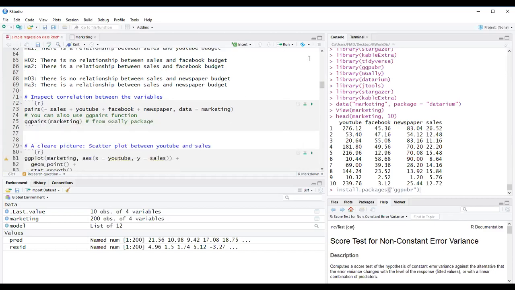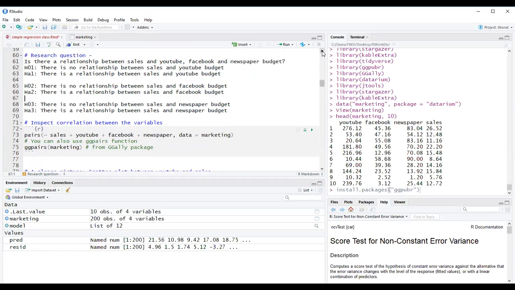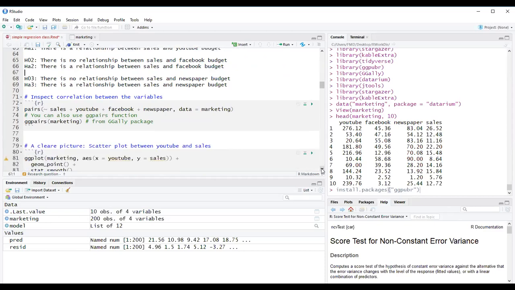We're going to start with the first research question, in which we'd like to determine the relationship between sales and YouTube budget. Is there a relationship between sales and YouTube budget? That's the research question we'd like to address. So how do we do this? Before we answer that question, let's plot those four variables, sales, YouTube, Facebook, and newspaper, from the marketing data, and see how they are related. Let me run that with Control Enter.